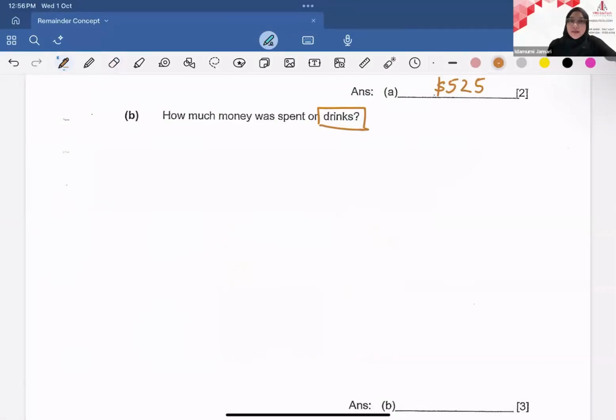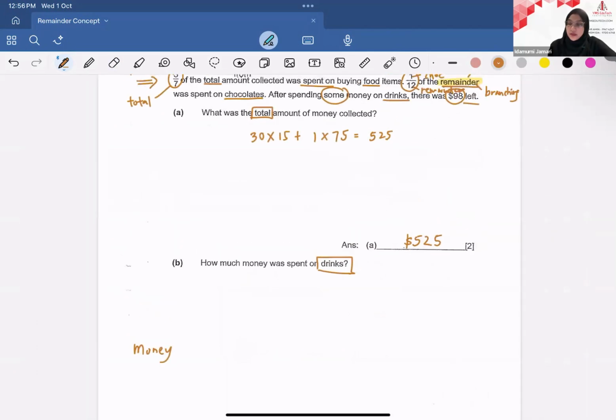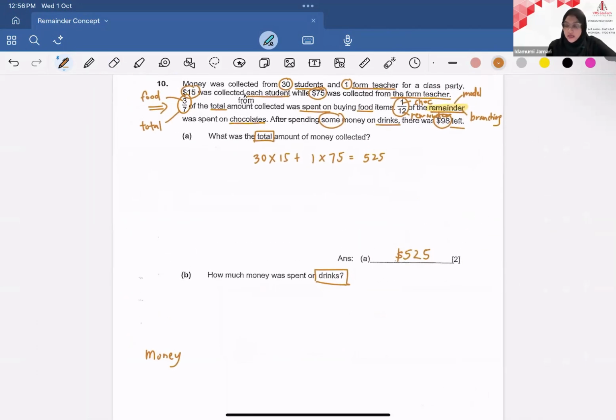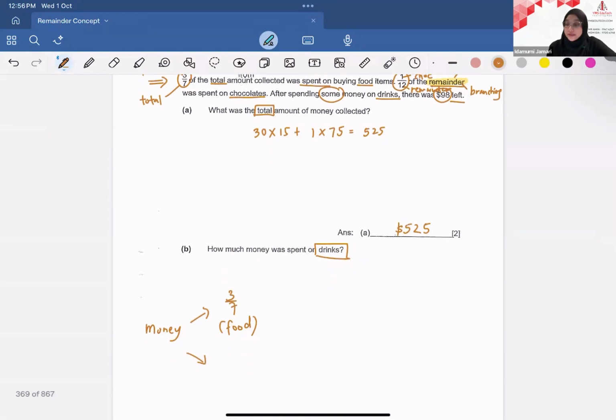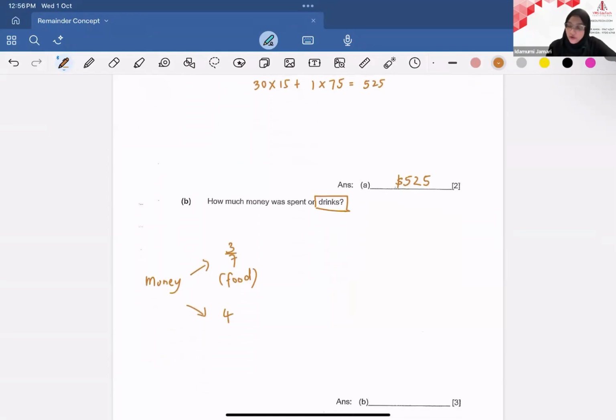To solve this remainder concept using the branching method, let's label that this whole problem is about money collected. Let's go back to the information given. It says 3 out of 7 was spent on food. So branch out, label 3 out of 7, label food. Hence, what fraction of the money was the remainder? That will be 4 out of 7, remainder.